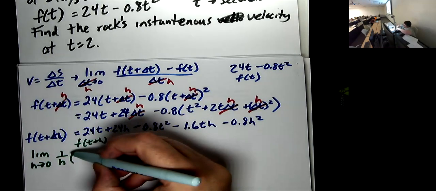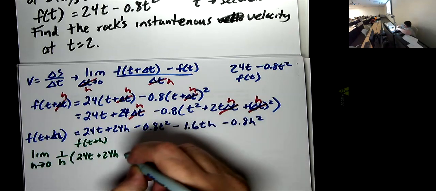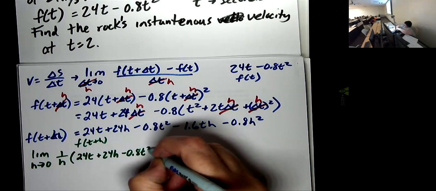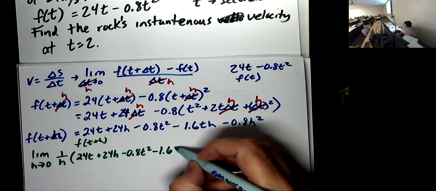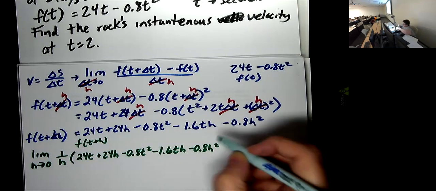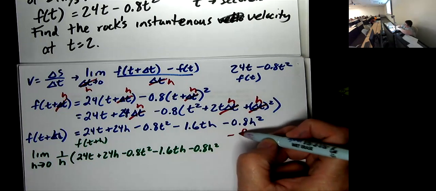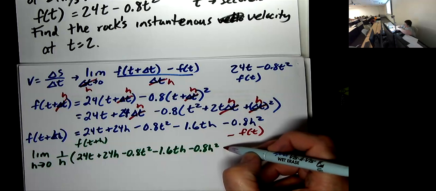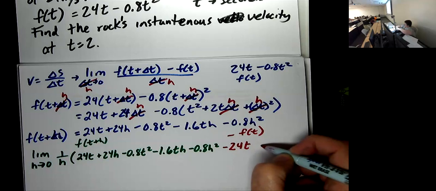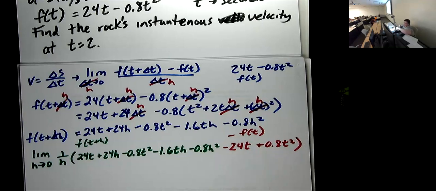I've got 24t plus 24h minus 0.8 t squared minus 1.6 th minus 0.8 h squared. That's my f of t plus h. Then we have minus f of t, which is going to be minus 24t and then plus 0.8 t squared. That's a lot of writing, right?